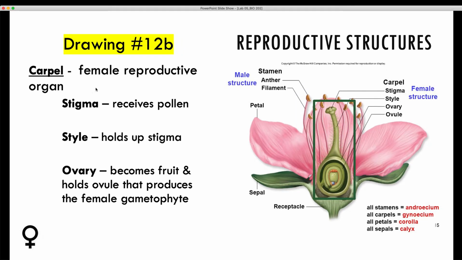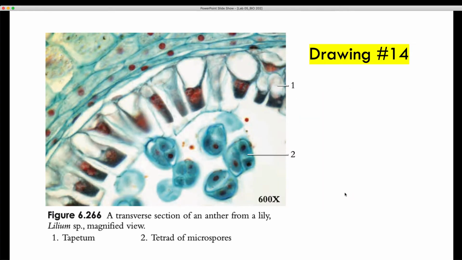Our carpel is our female reproductive organ. It's made up of 3 parts. We have the stigma, which is where the pollen grain lands. We have the style that holds the stigma up. And we have the ovary, which contains multiple ovules. At least one of them will be fertilized, and that's going to swell up and become the fruit.